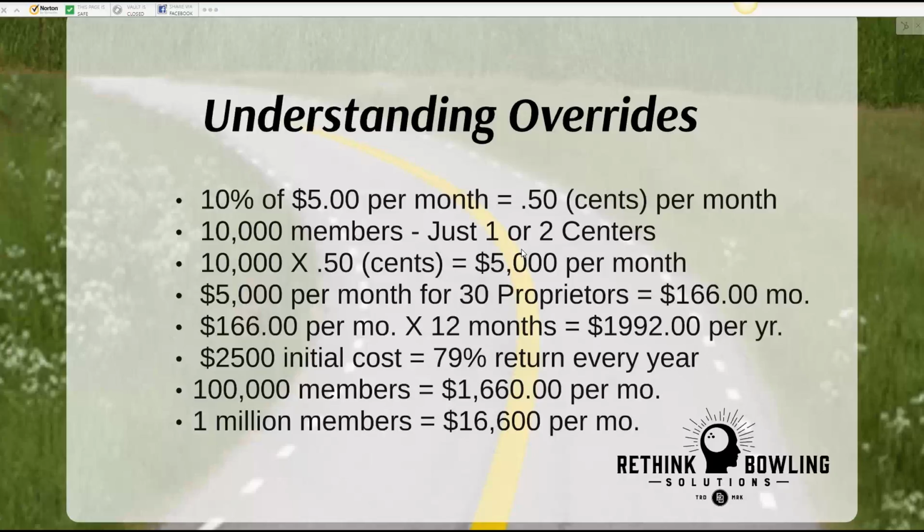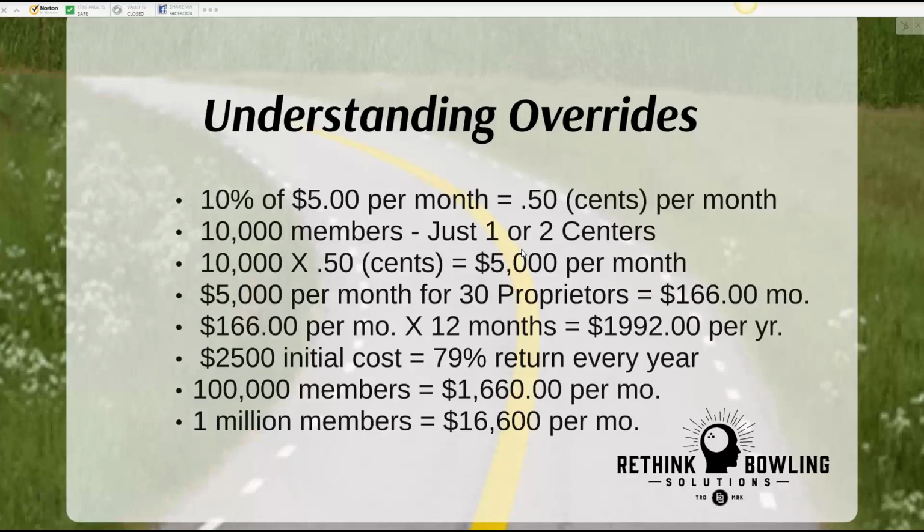So 1 or 2 locations, 10,000 times 50 cents is $5,000 a month. Maybe you split that up with 30 owners that are the leaders in those states that promote it. Maybe 30 people paid you $2,500 and you make them the override kings. You split that up and you're paying them $166 a month. Times 12 months is $1,992 per year. If you charge them $2,500 one time, they're getting a 79% return on their money. Once you get up to 100,000 members, they're getting $1,660 per month, or a 790% return on their money. And once you get to 1 million members, $16,600 per month. Very easy. Amazon Prime has 54 million people paying $100 for $5.4 billion a year.